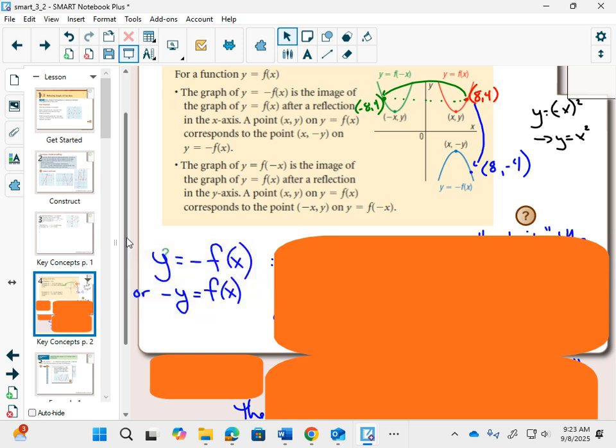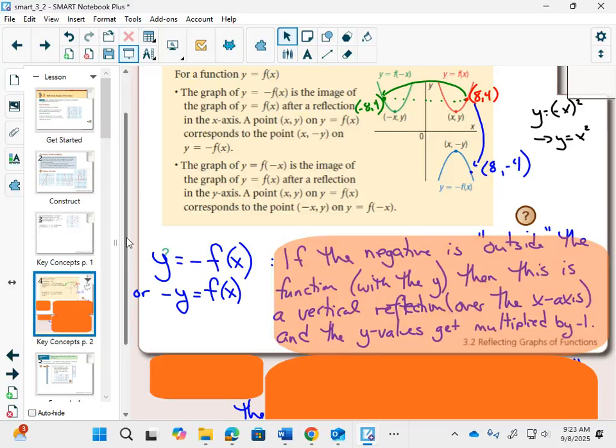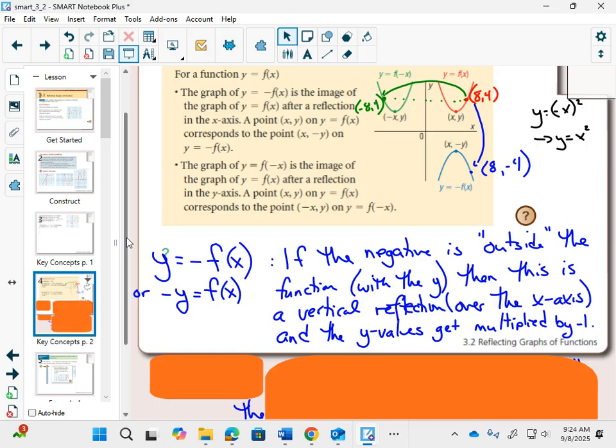So the negative outside the function, sometimes it's written this way, sometimes they could put the negative with the y. And to describe that, we say if that negative is outside the function, sometimes we say if the negative's with the y, because that's the second equation, then this is a vertical reflection. A vertical reflection is over the x-axis. And the y values get multiplied by -1.